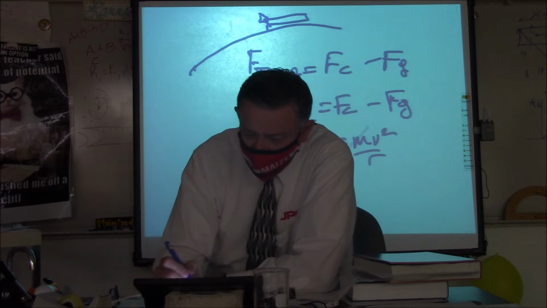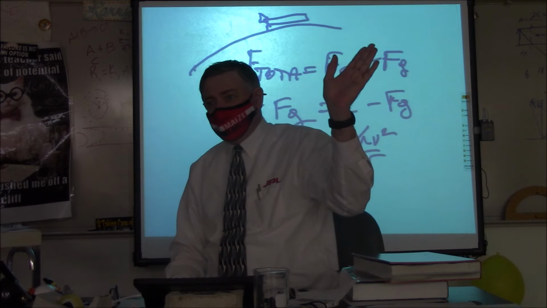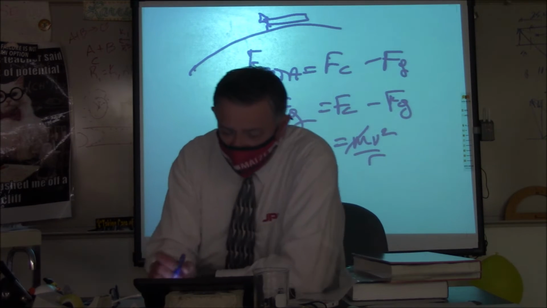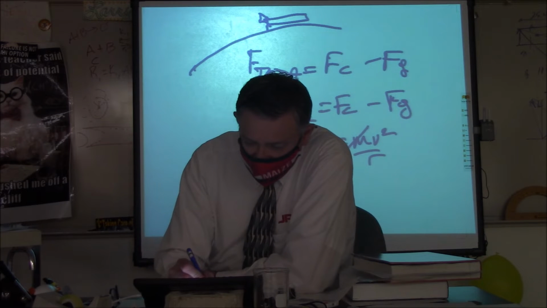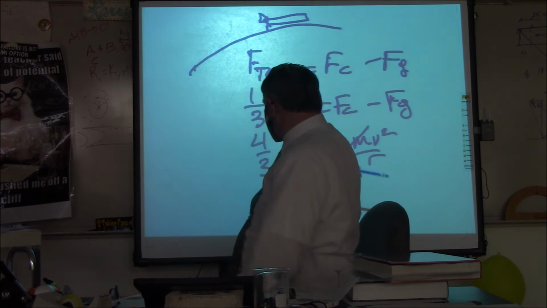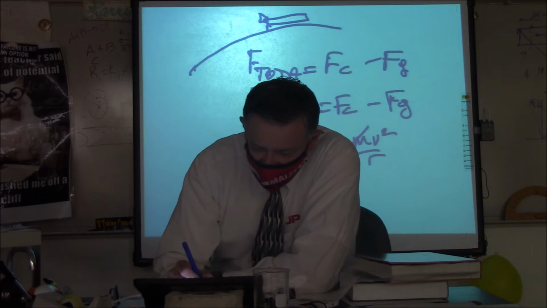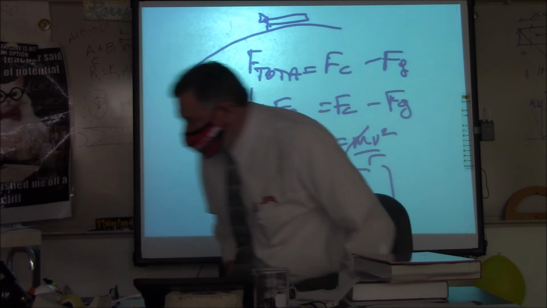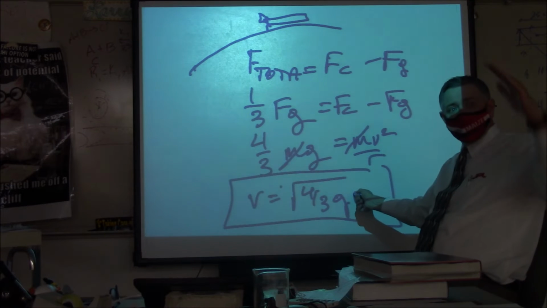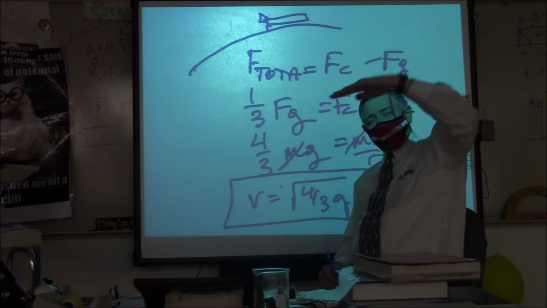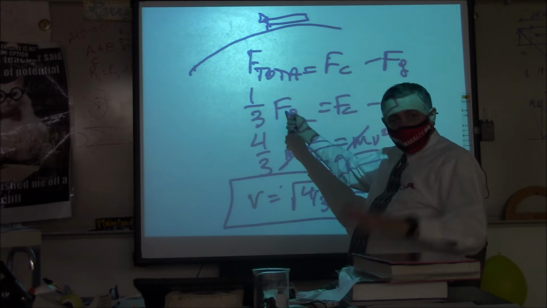So here's what's important. Mass cancels out. Could be Matt, could be Shivani, could be me. Doesn't make any difference. So if I solve this for velocity, I'm going to multiply by r, and then take the square root of it. So I get v equals the square root of 4/3 gr. So if you're the pilot, and you know the radius of the arc, this tells you how fast you have to be moving to experience Martian gravity.